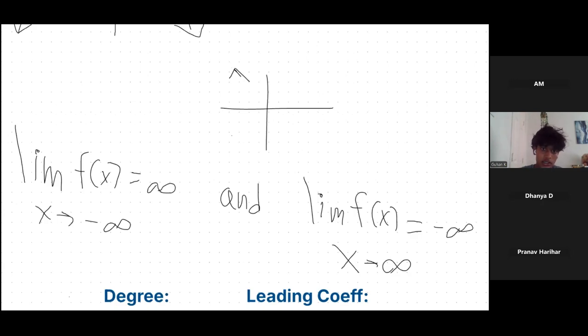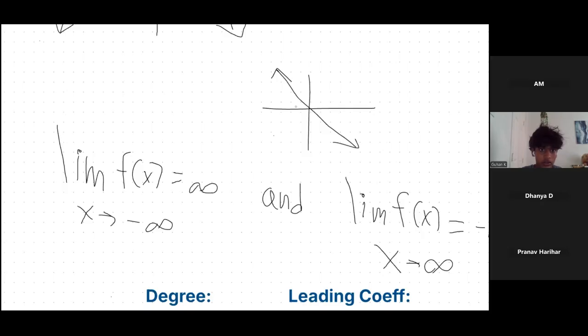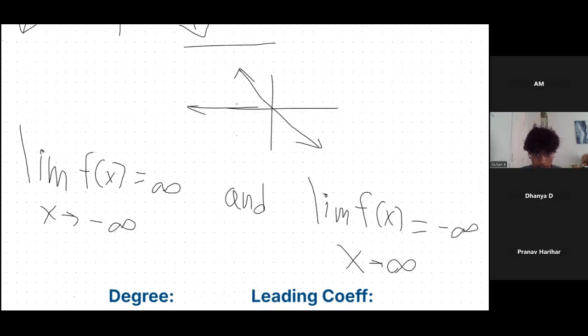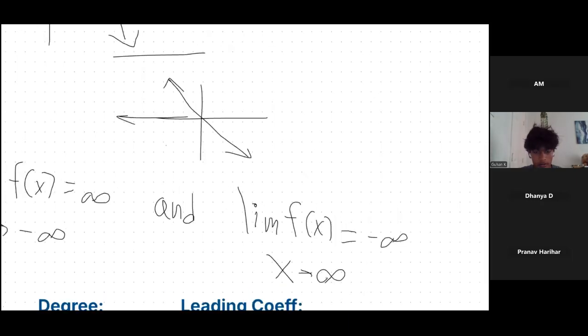So as x is approaching negative infinity, x is going that way, y is going to infinity. Y is reaching this limitless boundary. It's just going up and up and up. And then as x is going to infinity, the limit of f of x equals negative infinity. So as x is going that way to infinity boundlessly, y is going down infinitely to negative infinity.